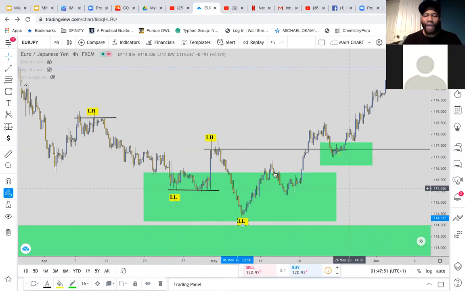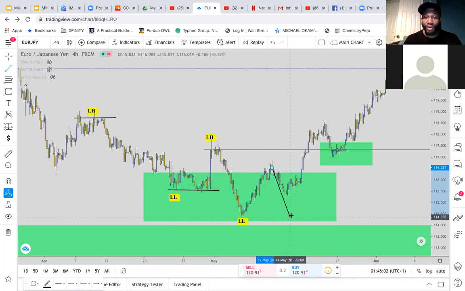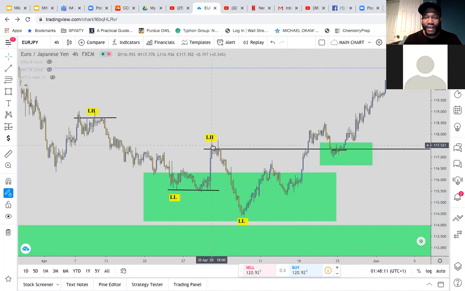Now, I wouldn't consider this a lower high because price didn't create a lower low, equal low, or a lower low. So this is still going up. It's trying to find a new lower high. But since this was our last true lower high, all I was waiting for was this.